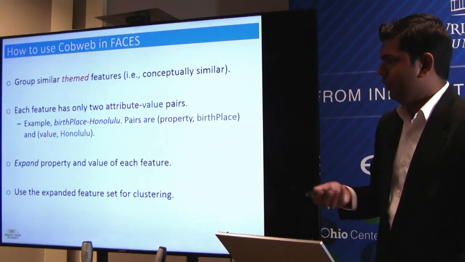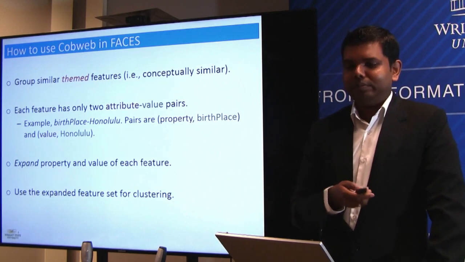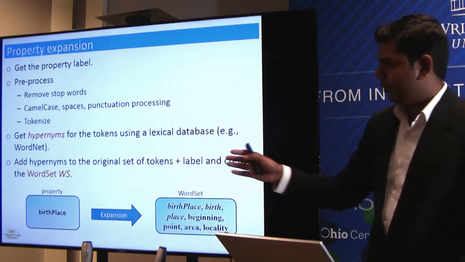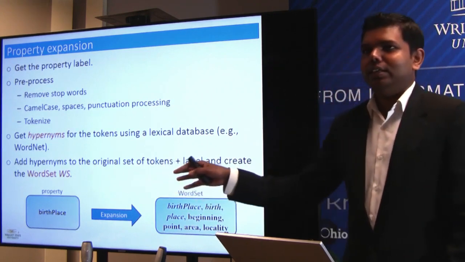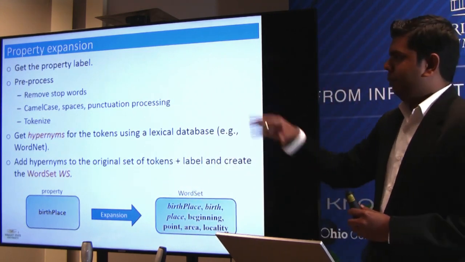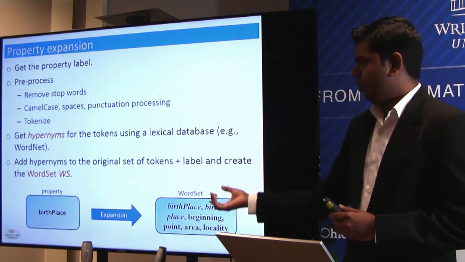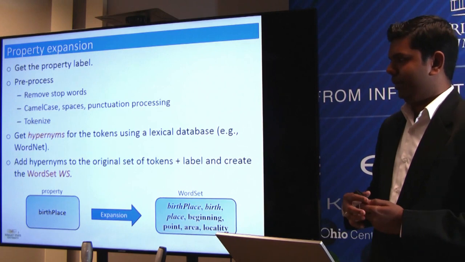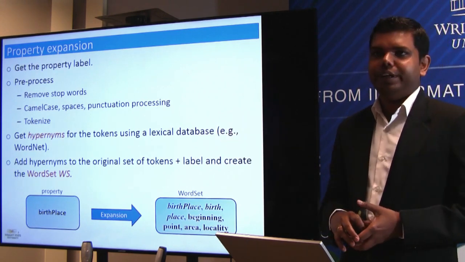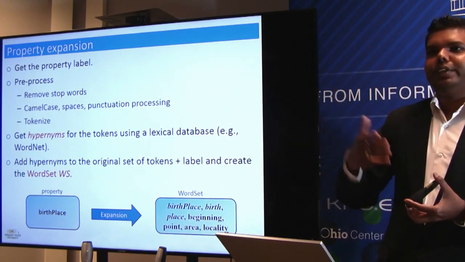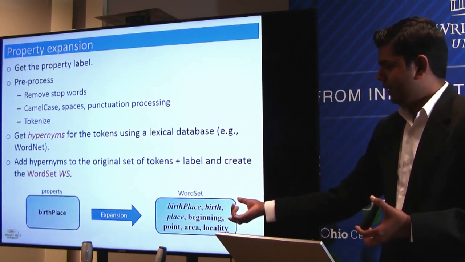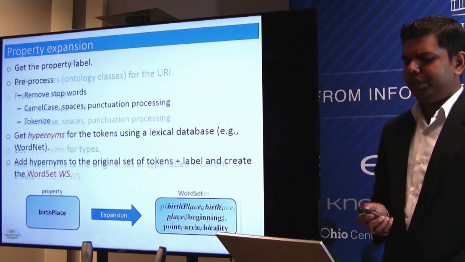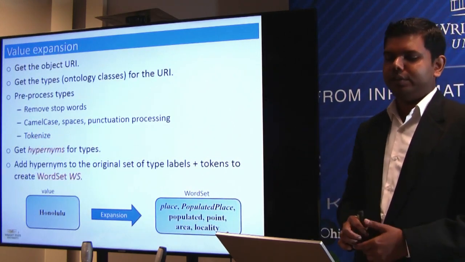So how can we improve? We use an expansion technique, and I'll briefly explain how we do it. For example, for the property birthplace, we take the label, pre-process it and expand it to have a word set. We take the hypernyms from a lexical database. Hypernyms means the abstract terms. So we have a representative word set for the property label. We do the same thing for the value, the object part of the triple.